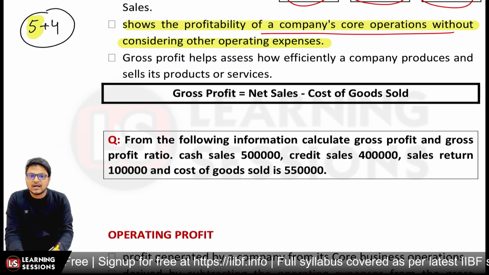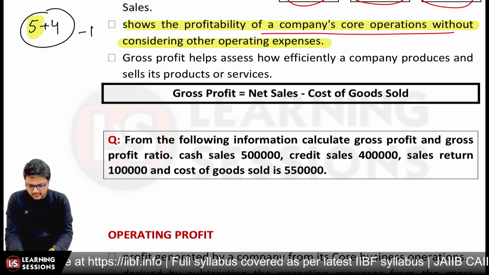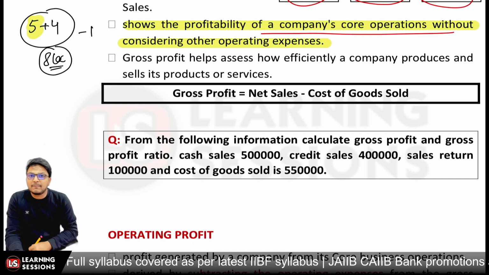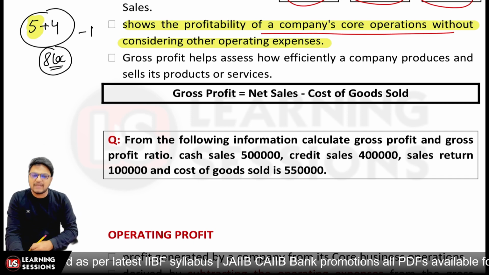Sales return amounts to 1 lakh rupees. So what will be our net sales? Net sales is equal to 9 minus 1, that is equal to 8 lakh. And we are also provided with the cost of goods sold, which is given to be 5,50,000.